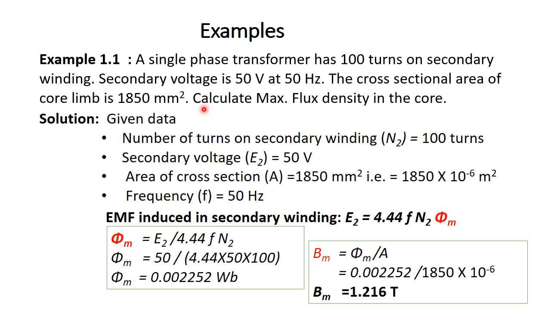So what has been asked? Calculate the maximum flux density in the core. So the answer is 1.216 Tesla.